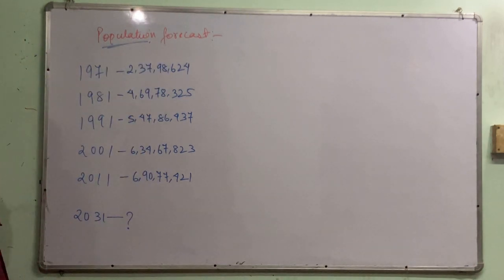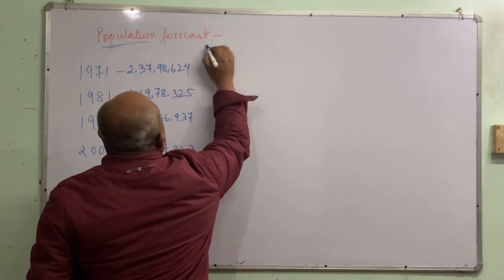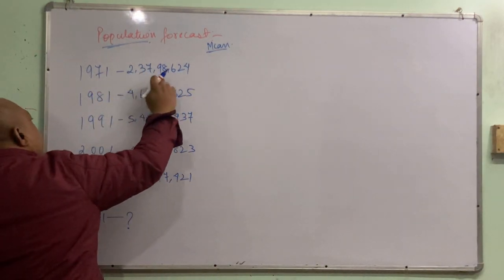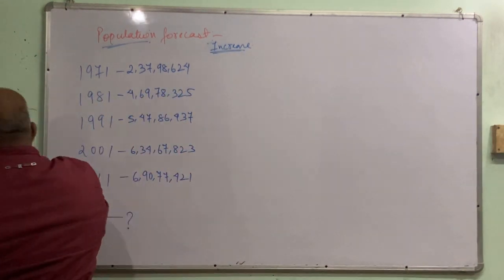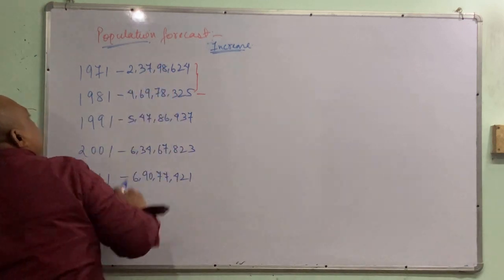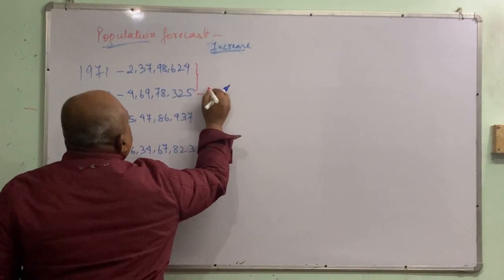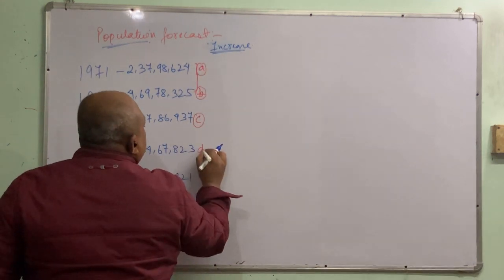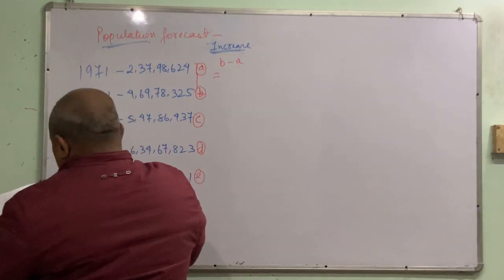Now, what we have to solve is to find the arithmetic mean. Please remember, this is not the mean, but the increase. In 1981, see how much it increased: this minus this. How much it increased from 1971 to 81 is 1981 minus this. I will call these A, B, C, D, E. So here it is B minus A.